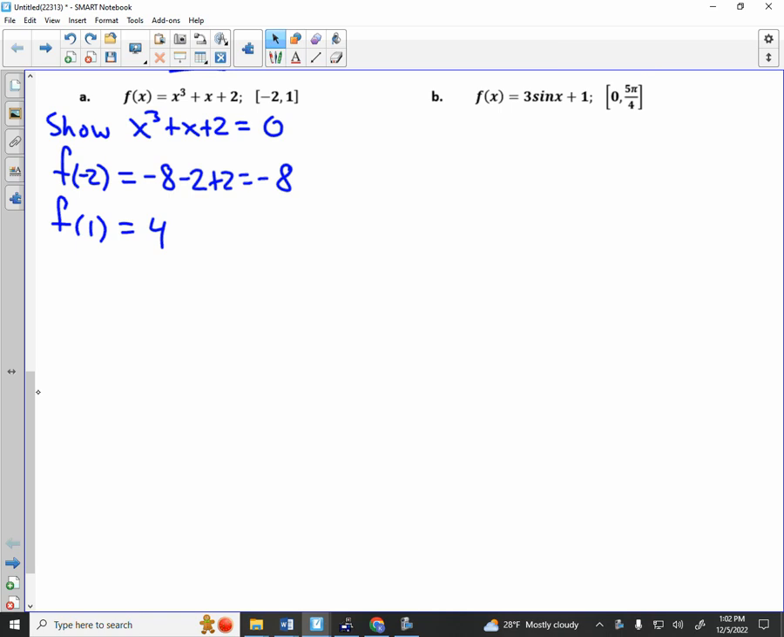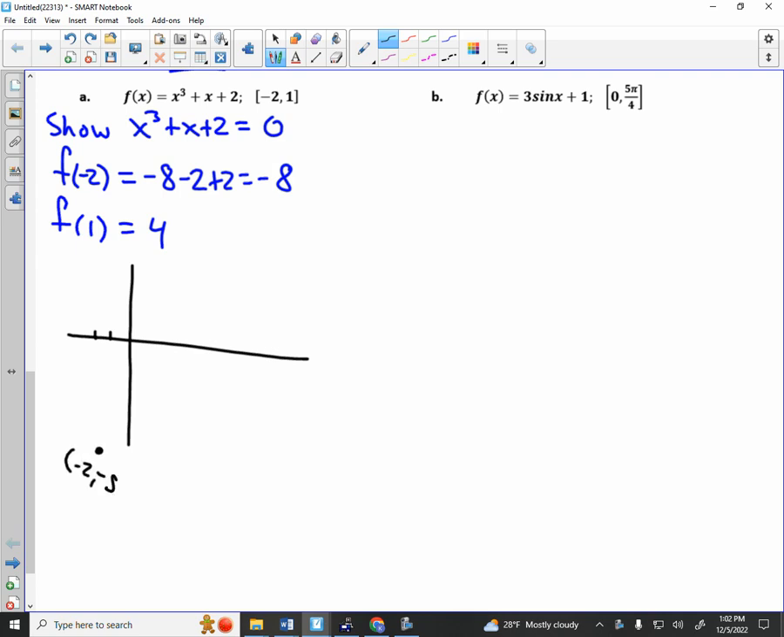So everybody here could do that, but the question is, do you understand what you just did? Let me show you what you just did. You said that f of negative 2 is negative 8. That means back at negative 2 is all the way down here at negative 8. You had the point negative 2, negative 8. And then you had another coordinate of 1, 4. You plugged in 1, you got an output of 4.